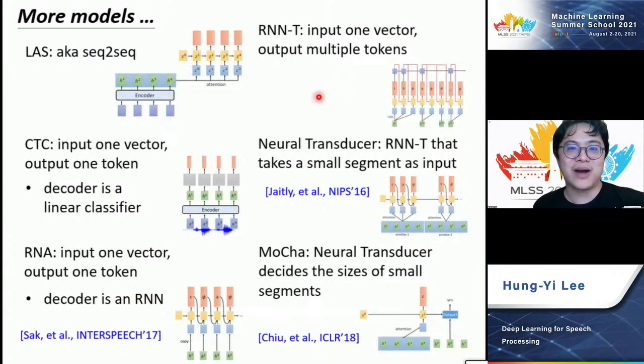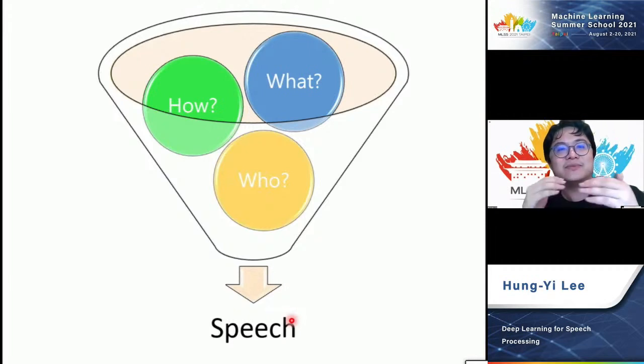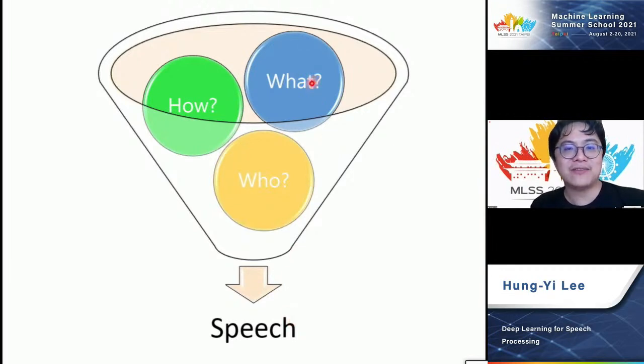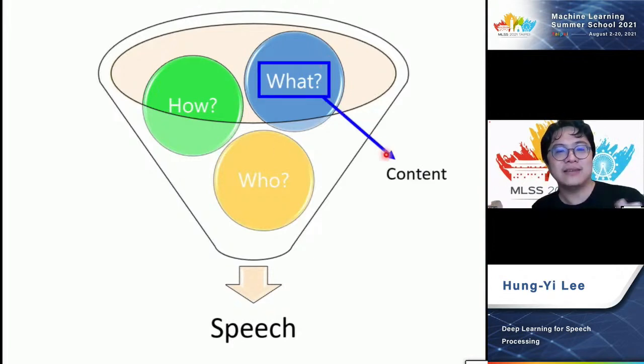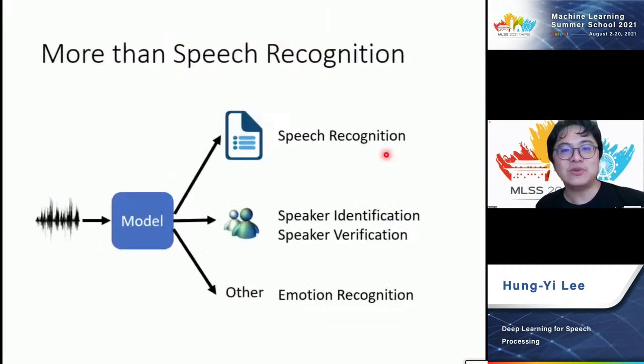Okay, there are more different models you can study. I leave the reference here for your consideration. But this is not the whole story. This is just a part of the story about speech recognition, because in speech, there is a lot of different information. Besides what is being said, we also have to consider who is speaking. We also have to consider how the utterance is generated. What is said means the content, who is speaking means the speaker, and how it is said means something like quality or emotion, or how you express what you want to say. So in speech recognition, you just extract the content information from the speech.